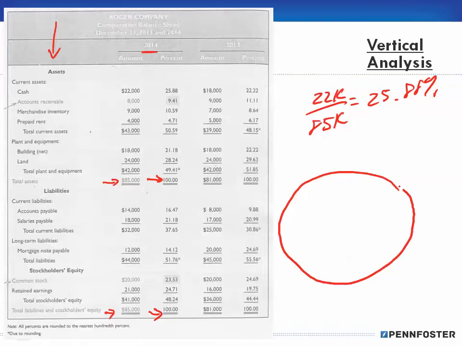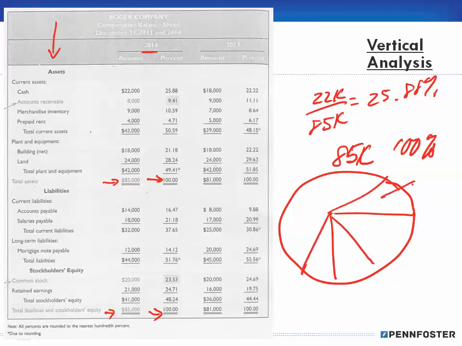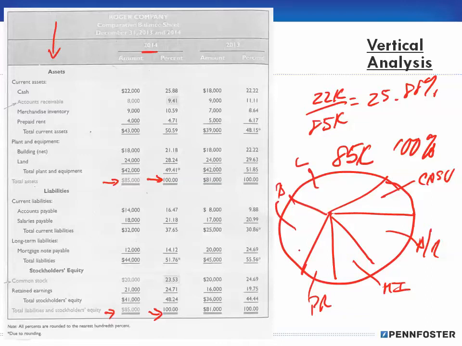So if we're looking at that great big pie chart, we're saying that this 85,000 is my total assets, and that's 100%. Then what I have is a lot more slivers in this pie. This might be my cash amount. This will be my accounts receivable. This will be my merchandise inventory. This will be my prepaid rent. Then I would have building here, and I would have land here. And of course the total, when I convert these all into percentages, right?